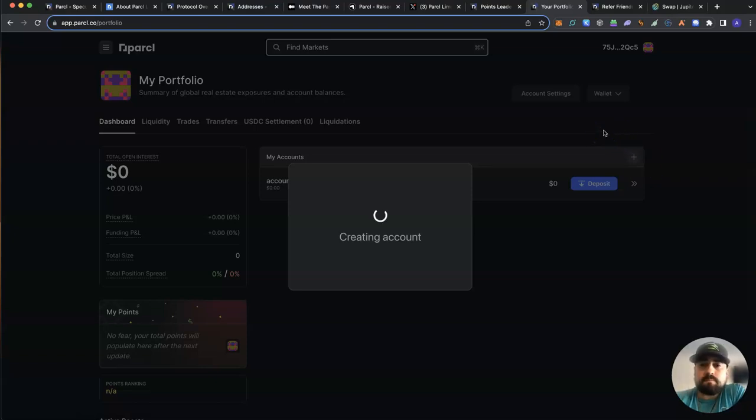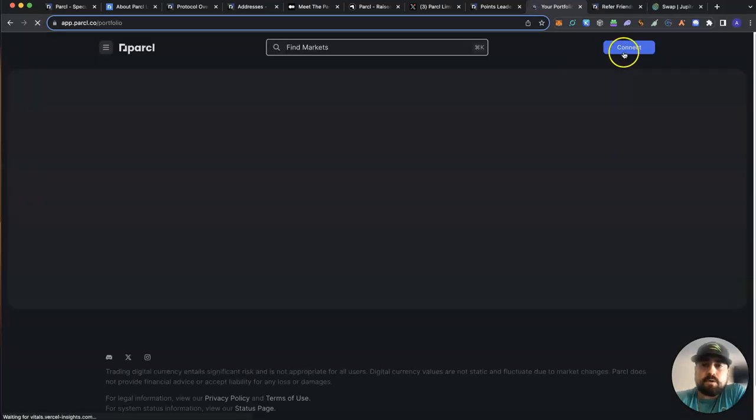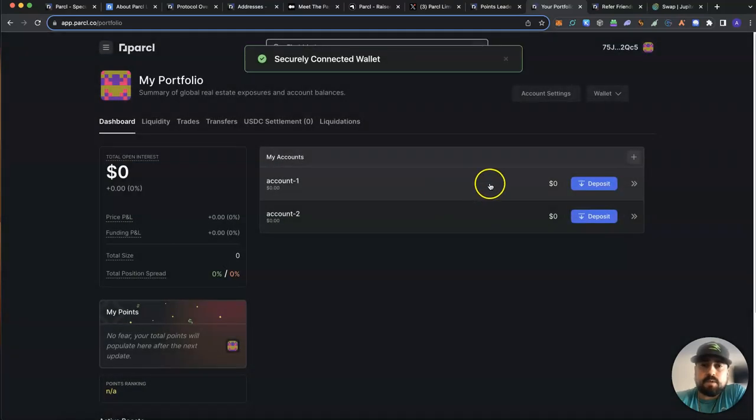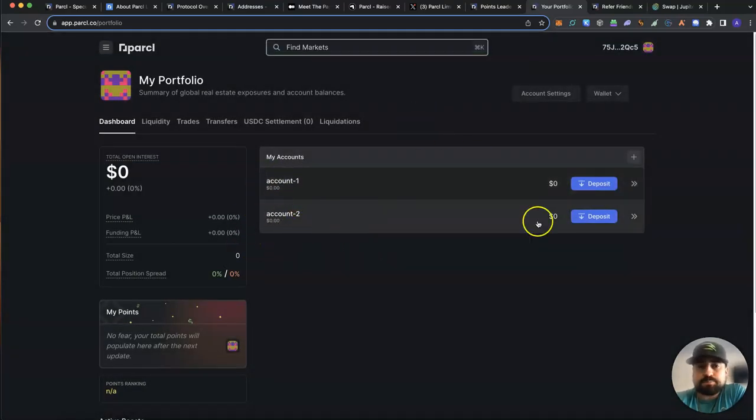Wait for that. I didn't really need to do that, but when that's going on, oh, there it goes. So let's refresh this. It's creating it. Oh, here you go. So you would connect here, connect. All right, so I have account 1, account 2. You also want to opt into the points program, I already did. So if you're doing this, you're getting points.